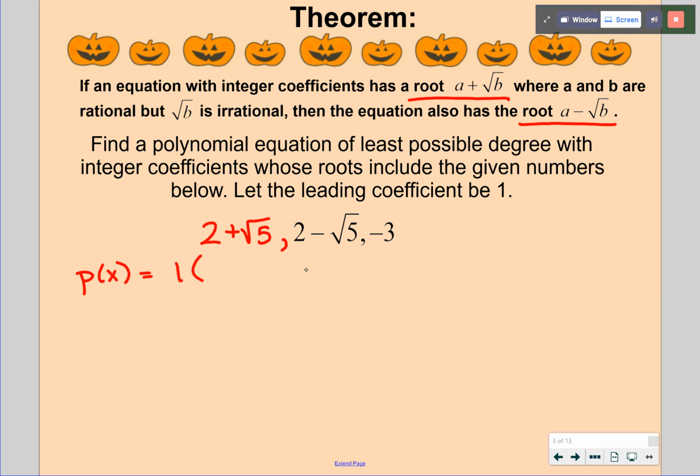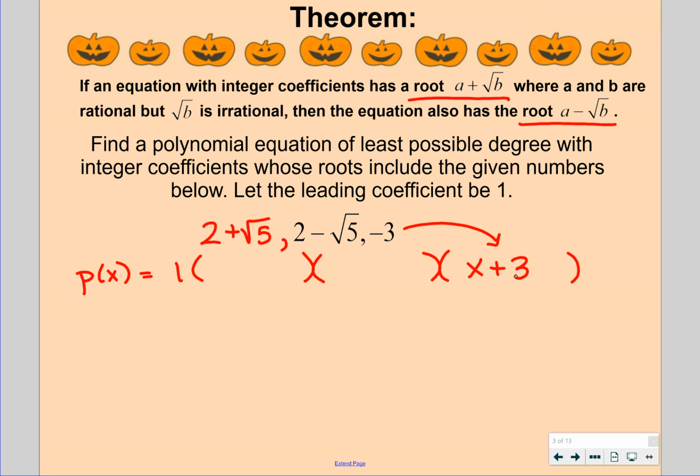Okay, let's put that into a polynomial. Again, leading coefficient of 1 in my factored form. Let's start with the negative 3. That's the easiest one. If negative 3 is a solution or a root, what was the factor? X plus 3. Now, are you guys noticing your signs are opposite with these? If I have a root that's negative 3, it's an x plus 3 in the parentheses and vice versa.